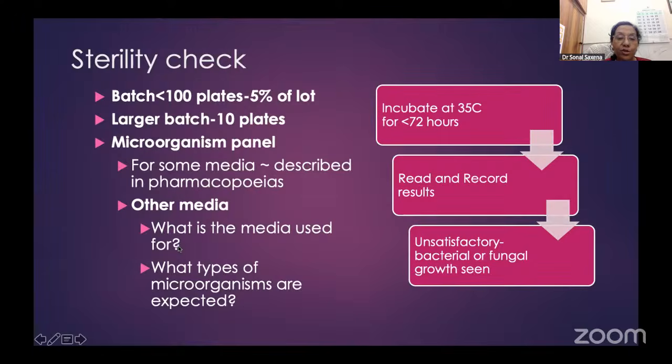And what do you use? You use the same microorganism panel, the ATCC or the control strains, for normal routine media. For specialized media, it is mentioned in the pharmacopoeias what you should do. So, what is the media used for? What type of organisms are expected? If you're checking chocolate agar, you will have to use Haemophilus on that, or pneumococcus or meningococcus. But if you're using MacConkey, maybe the ATCC E. coli will do.